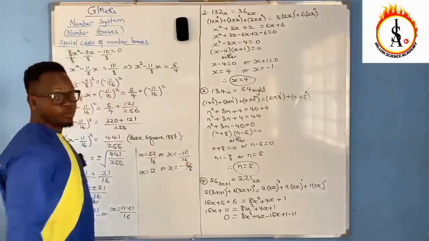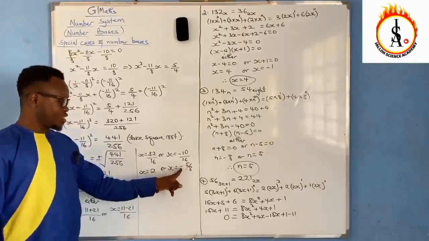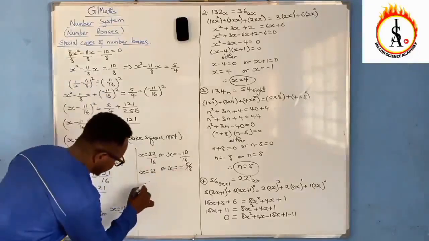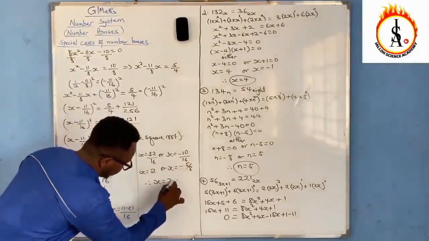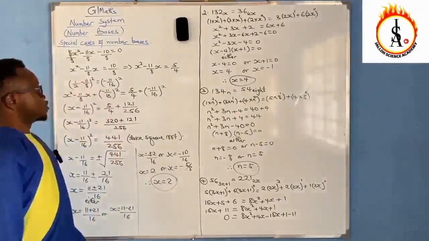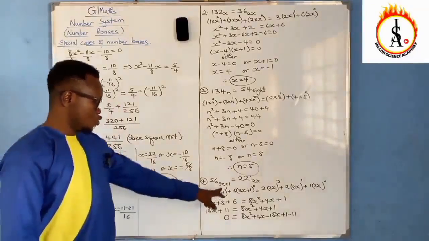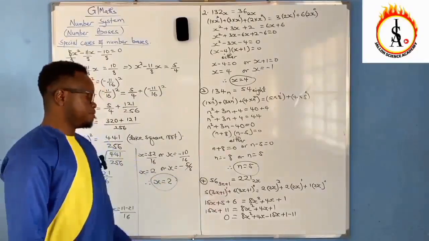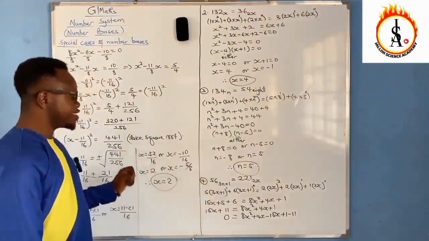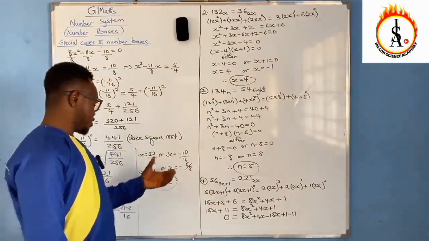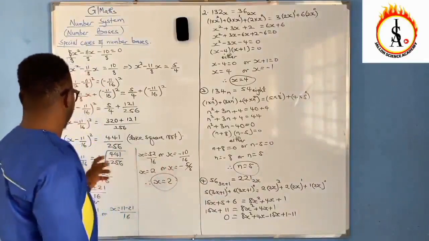But we know that number bases cannot be fractions and they cannot be negative. Our answer, therefore, is x is equal to 2. So the value of the unknown, which is solved for here, the x there is 2. Okay, so this is how you can go about working this.